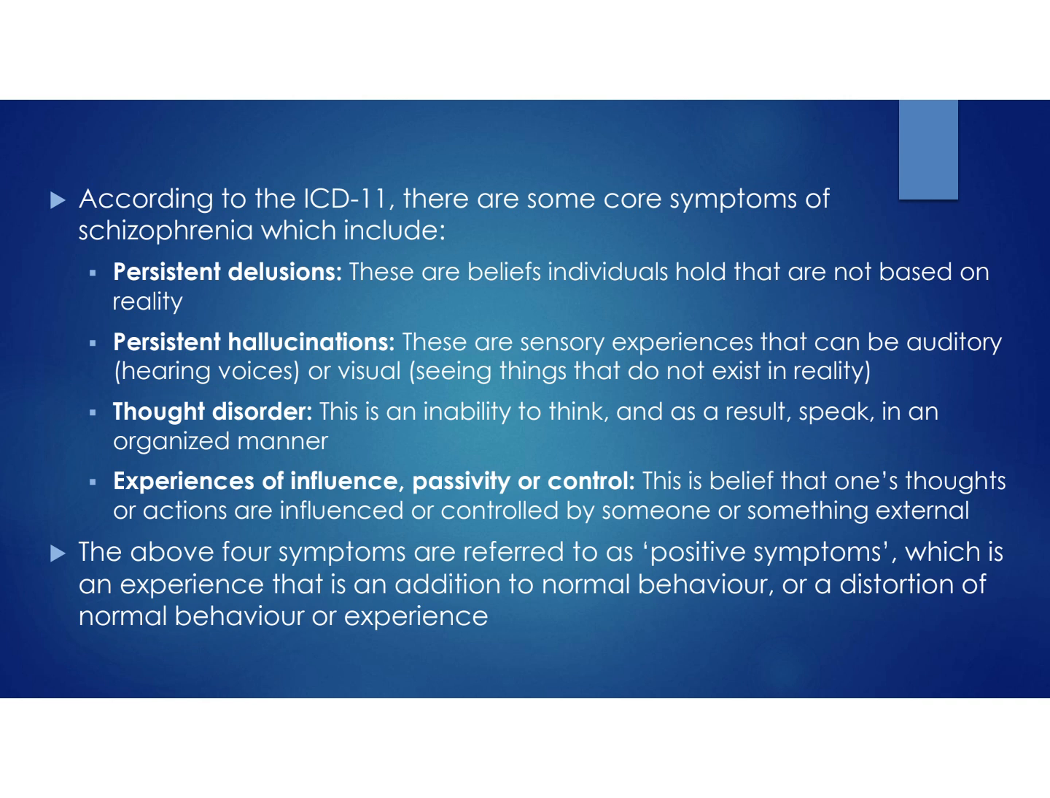The fourth one is similar to the first one, experiences of influence, passivity, or control. This is a belief that one's thoughts or actions are influenced or controlled by someone or something external. So, for example, if you believe that aliens or the government are controlling you and your thoughts and your emotions, then this would be experiences of influence, passivity, or control. Okay, where you feel that someone is controlling you, controlling your mind, controlling your thoughts, controlling the way you behave, and so on. So these are all examples of positive symptoms. Let's take a look at negative symptoms now.